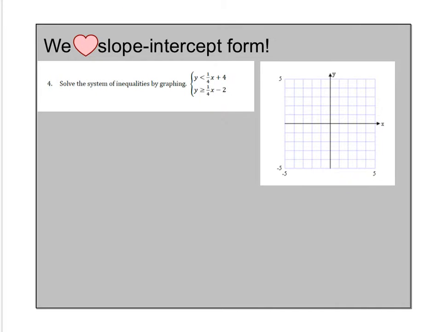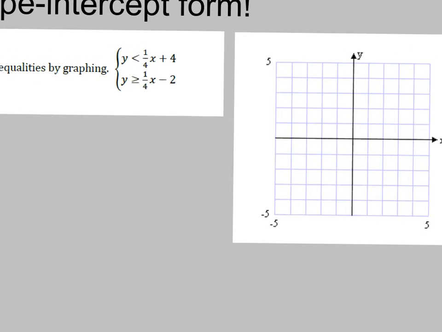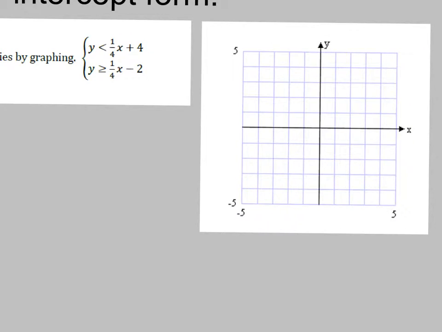So now, slope-intercept form is always nice. Slope-intercept form makes graphing significantly easier. So if I go graph this first one here, that's going to be at +4. I go up 1 over 4, so working back, that means I go back 4, down 1. So that's going to look like this, solid line.